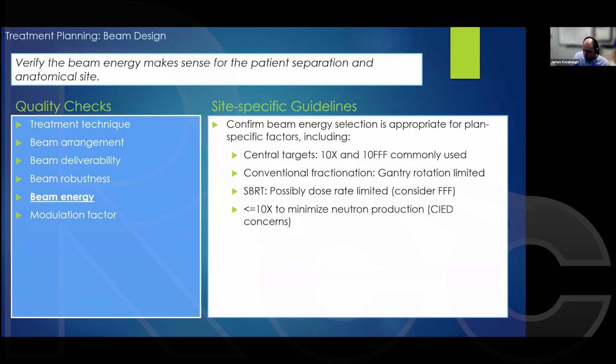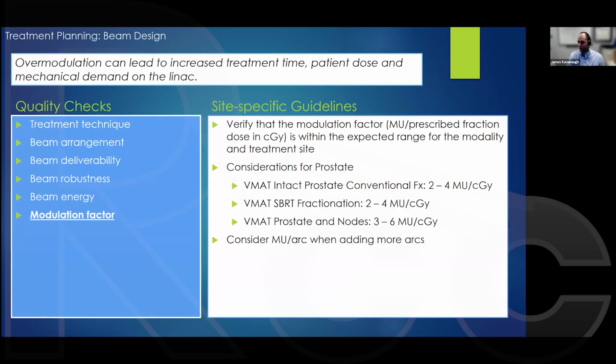Beam energy, central targets: we typically use 10x or 10 FFF, the FFF being for our SBRT because there's a lot more MUs per fraction. We don't typically go into the high energies, the 15x and the 18x, for IMRT, because there's less of an advantage of the beam energy when you're controlling the fluence. In conventional fractionation, gantry rotation limits us, meaning that we have fewer MUs per arc, for instance. So our limiting factor in conventional fractionation is the gantry speed. But for SBRT, a lot more MUs, and so that's the advantage of the FFF. And then we'll get into an example on the next slide.